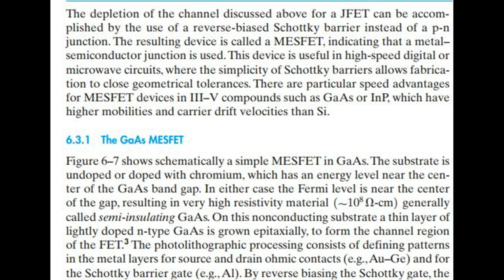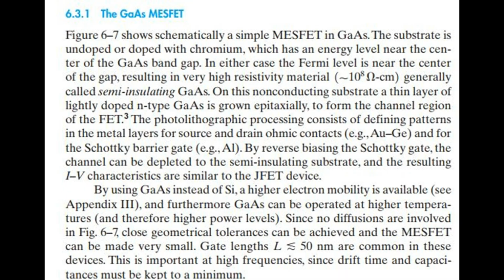By reverse biasing the Schottky gate, the channel can be depleted to the semi-insulating substrate, and the resulting current voltage characteristics are similar to the GFET device. By using gallium arsenide instead of silicon, a higher electron mobility is available, see Appendix 3, and furthermore gallium arsenide can be operated at higher temperatures, and therefore higher power levels.